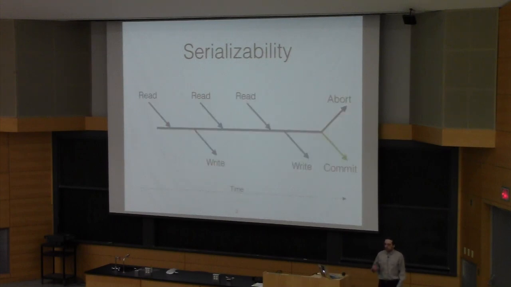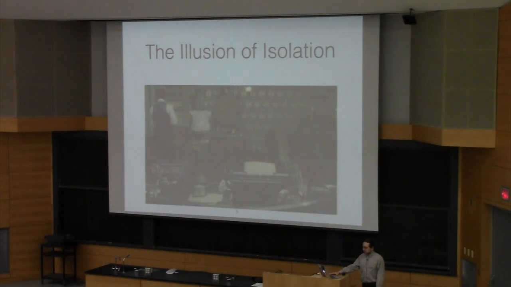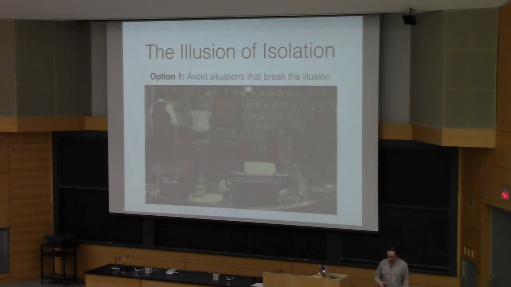And recall that a transaction can basically be viewed as a sequence of reads, a sequence of writes, and then a final abort or commit statement. What we'd like to preserve is the illusion that the order in which the reads and writes are performed relative to two different transactions is preserved, so that a transaction that thinks it's alone actually ends up being alone, or at least is under the illusion that it is alone.